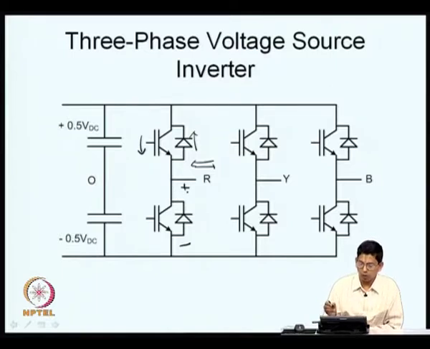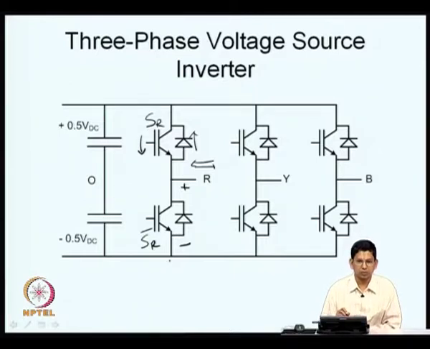If you call one of them as SR and the bottom as SR bar, these two are switched in a complementary fashion. If the top is on, the bottom is off and vice versa. So, it is a single pole double throw switch, and R can take either plus 0.5 VDC or minus 0.5 VDC with respect to O. Similarly, Y can take either plus 0.5 VDC or minus 0.5 VDC with respect to O. The difference between R and Y can be either plus VDC or 0 or minus VDC. That is what we have.